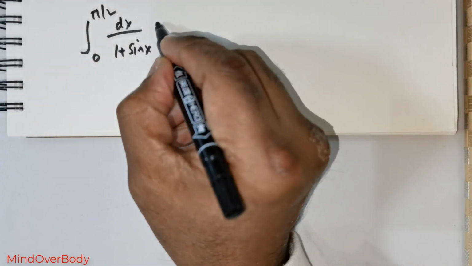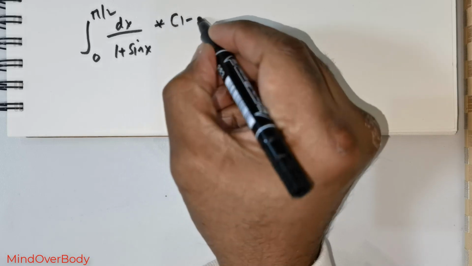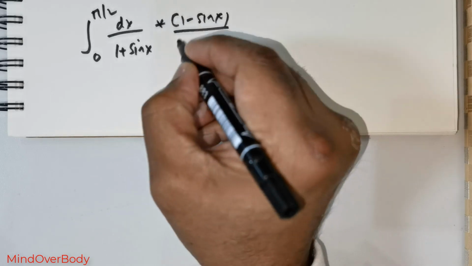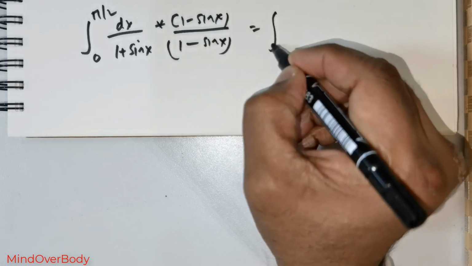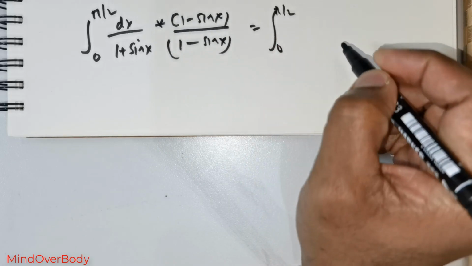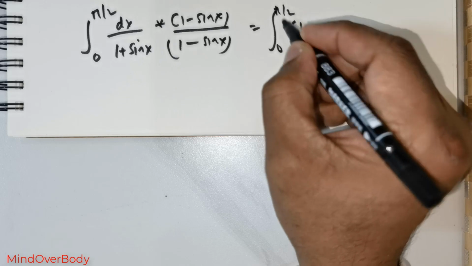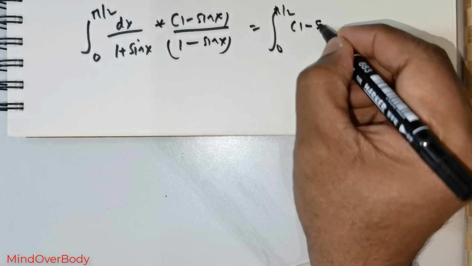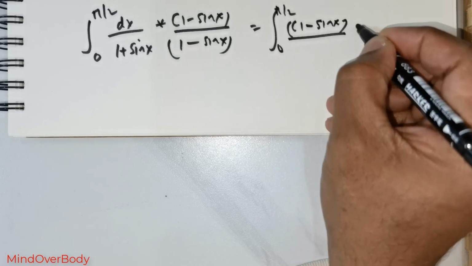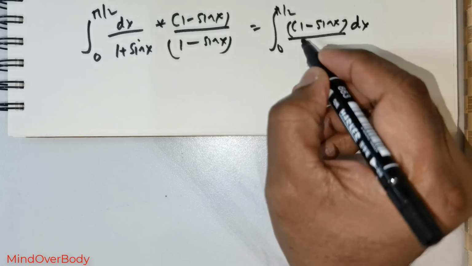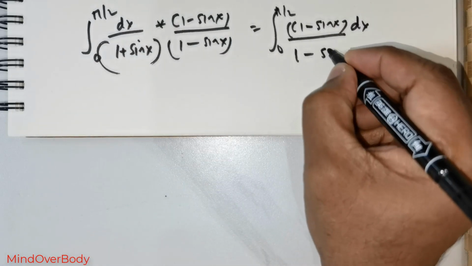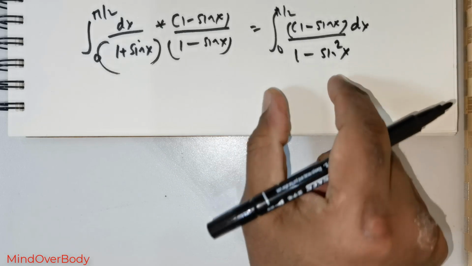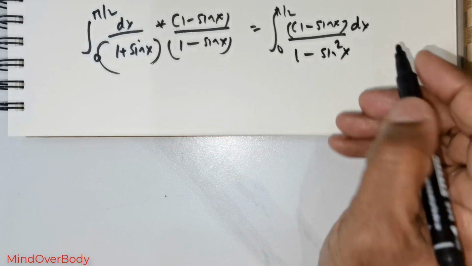So for instance, what I wish to do is multiply the numerator by 1 minus sin x and divide by 1 minus sin x. So this is equal to integral 0 to pi over 2 of 1 minus sin x with dx placed there, divided by 1 plus sin x multiplied with 1 minus sin x, which gives me 1 minus sin squared x. But 1 minus sin squared x is cos squared x.